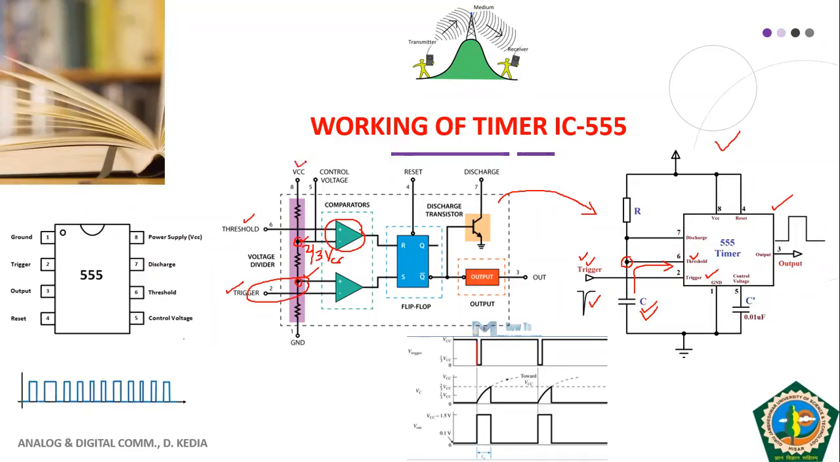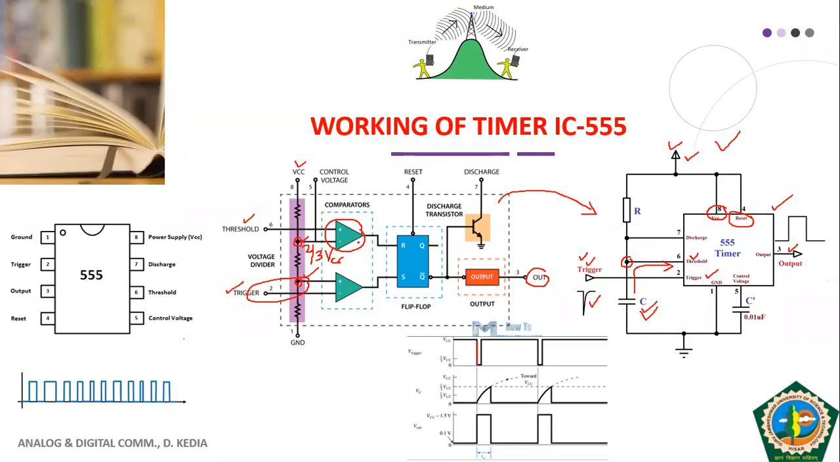Then our VCC is at terminal number 8. So VCC has been connected here. Fine. And the reset is to reset our IC. This is active low, so in order to disable it, we have connected it to VCC. That is also done. Our output is obtained from terminal number 3. So this is terminal number 3 from where the output has been obtained.